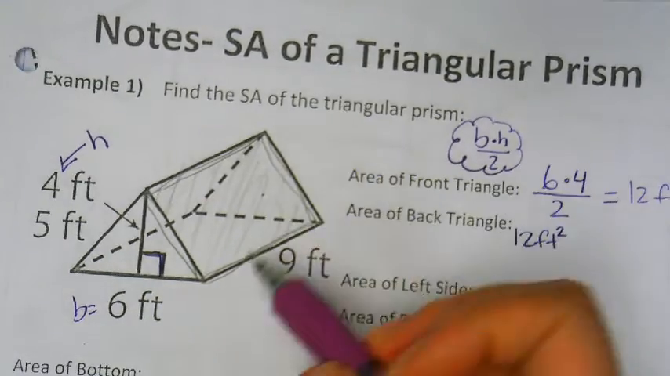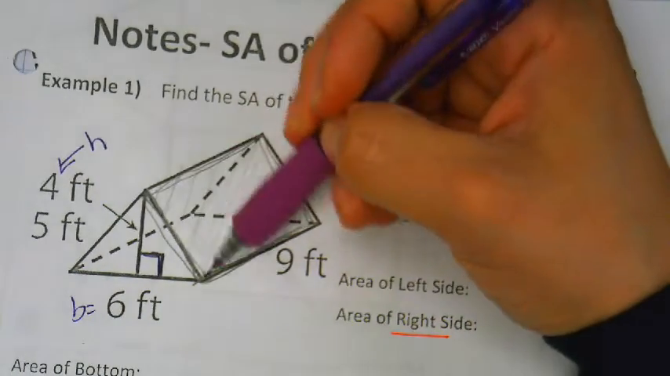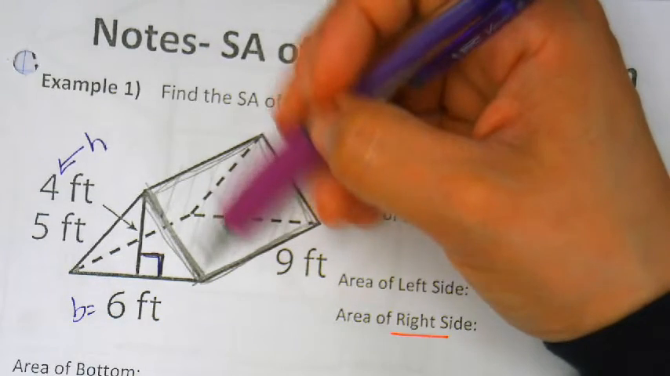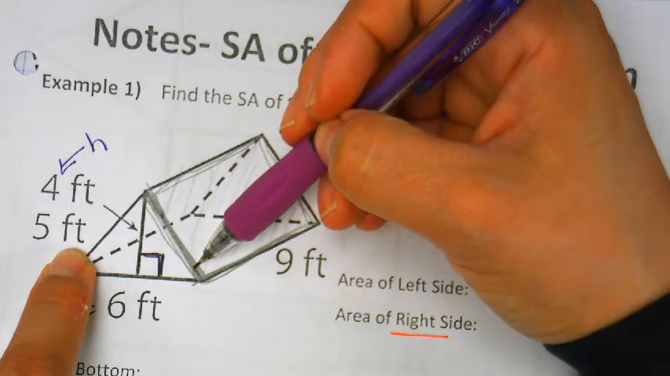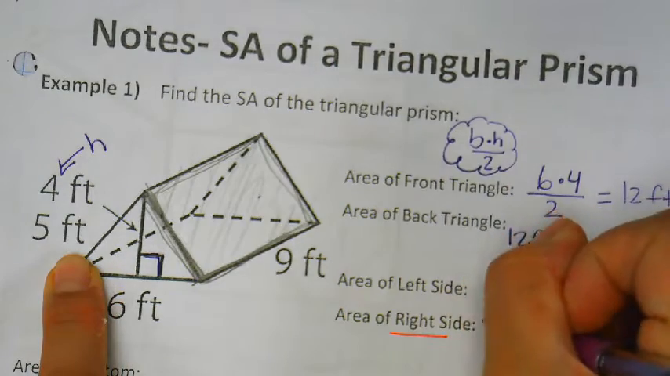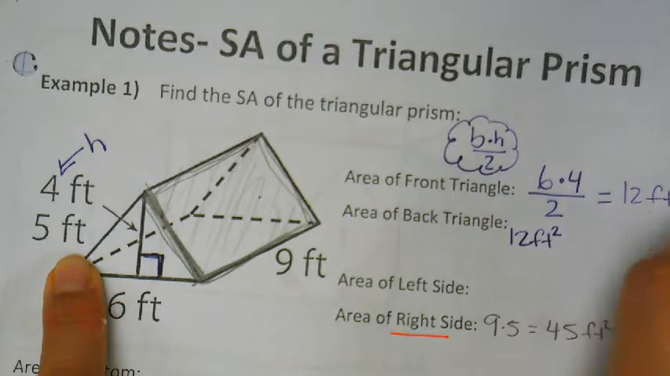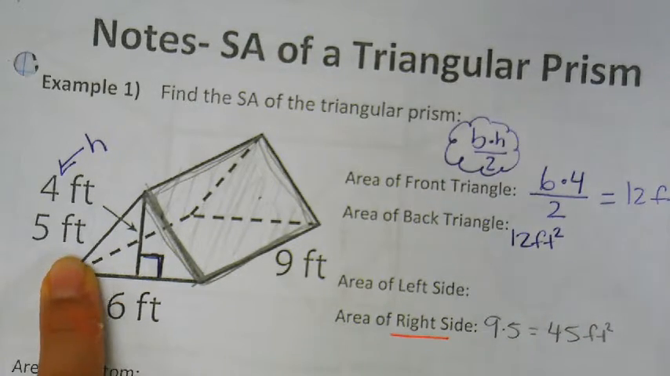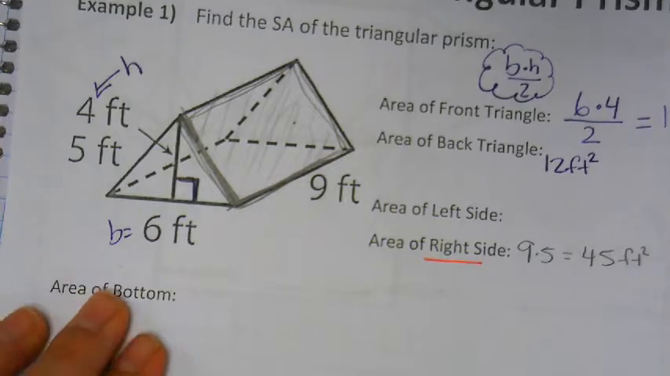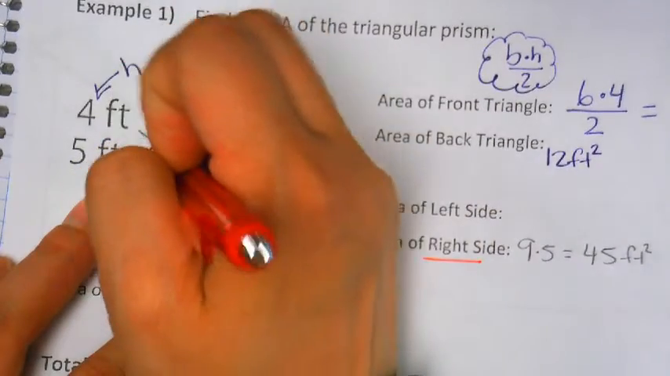Okay. So this is 9, right? And this part is going to be not the height, the length, the width. This part is that one, 5. So it would be 9 times 5. What's 9 times 5? 45 feet squared. That's the right side. Now the left side, I'm going to polka dot it so you see the difference.